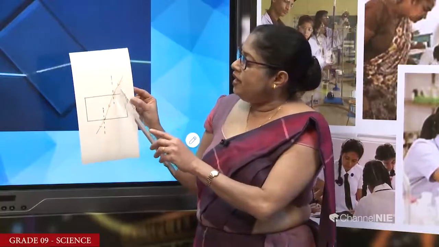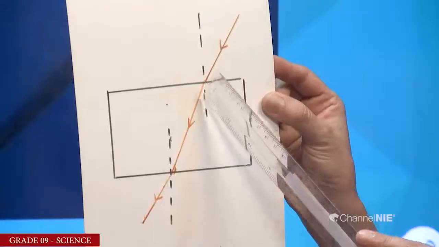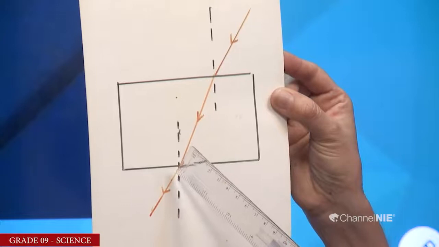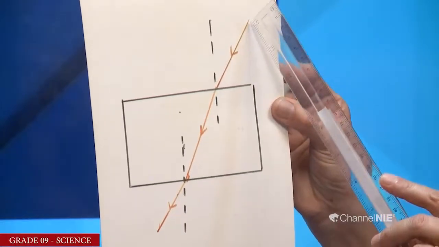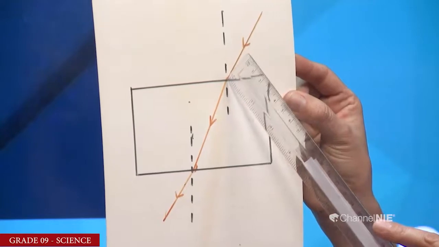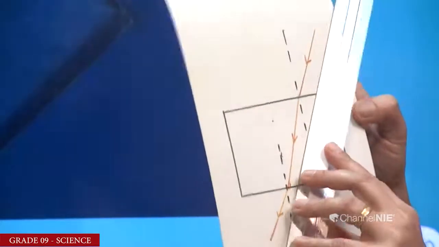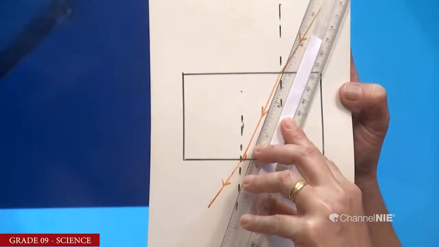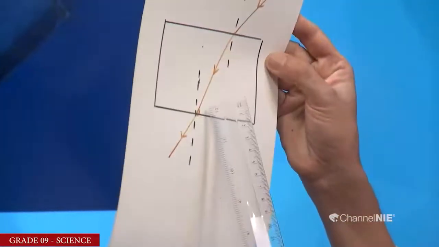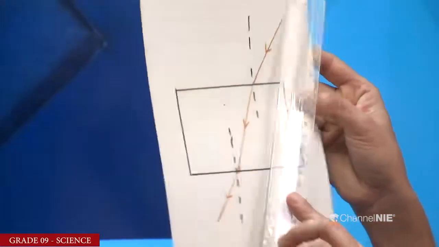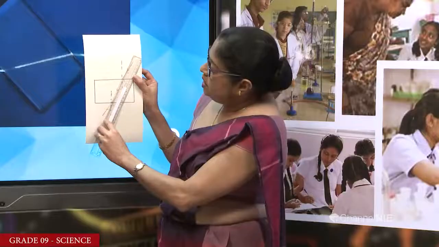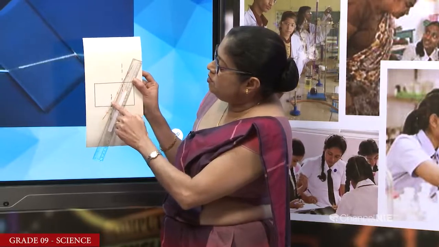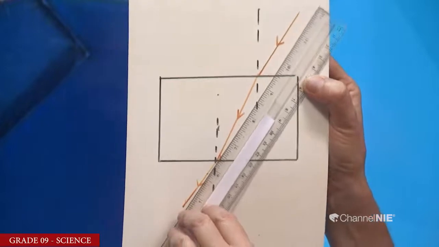This is the incident ray that is falling on the glass block, and this is the refracted ray that is transmitted through the glass block, and this is the emergent ray. You can see the direction of the incident ray has changed here. Here, if I keep the ruler like this, you can see it has changed. It bent towards the normal, and when it is passing out of the glass block, it again changed the direction here. So, this is the refracted ray that is transmitted through the glass block, and this is the emergent ray.